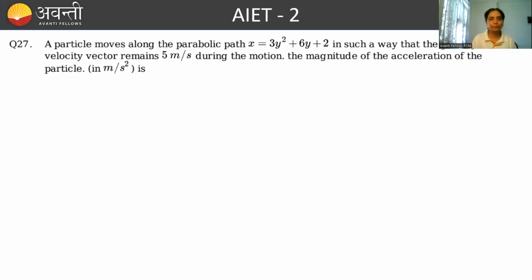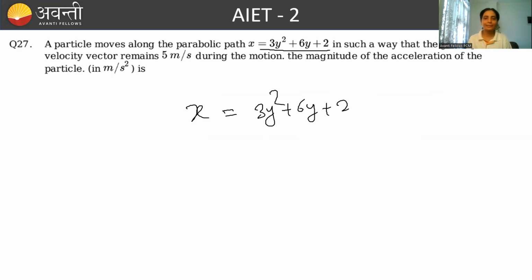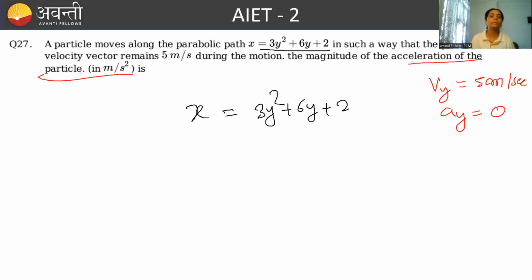Now there are two more questions. A particle moves along the parabolic path. The equation of the path is given as x equal to 3y square plus 6y plus 2, in such a way that the y component of the velocity vector remains constant. So the y component of the velocity is constant, Vy equal to 5 meter per second. It means acceleration in the y direction will be 0 because velocity is constant. The magnitude of acceleration of the particle we have to calculate.